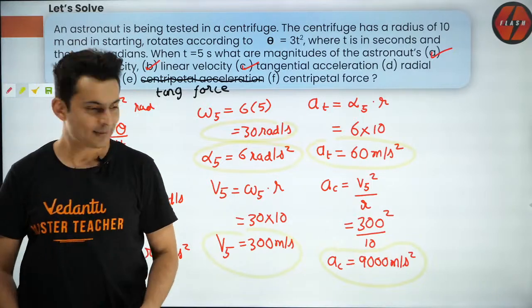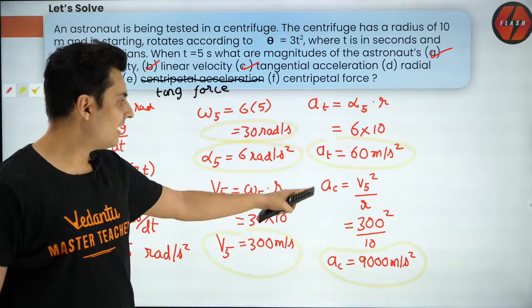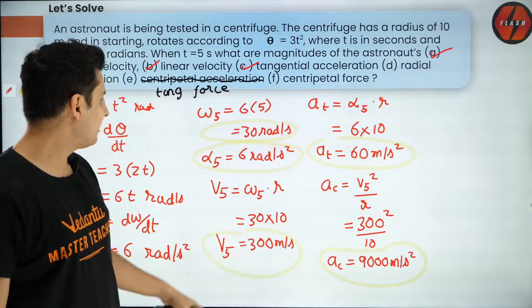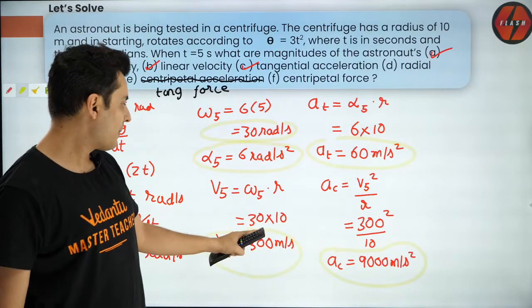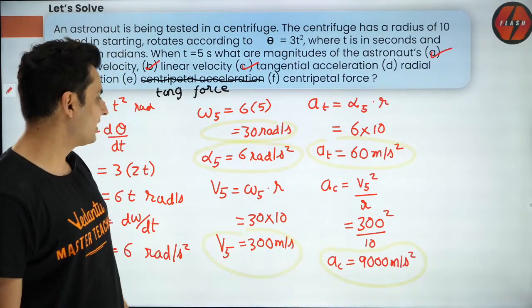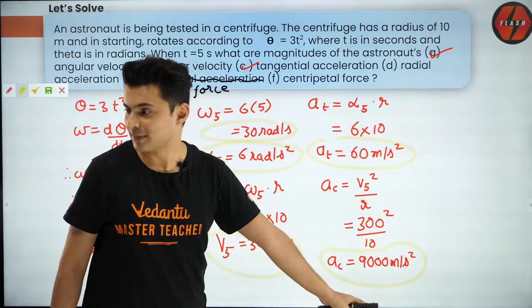Do you see that? It's 300 squared, guys. Velocity was 300 meters per second. It's some crazy amount of acceleration that is happening after 5 seconds.